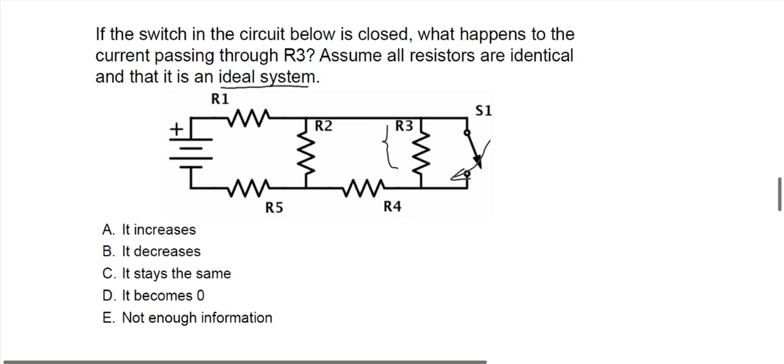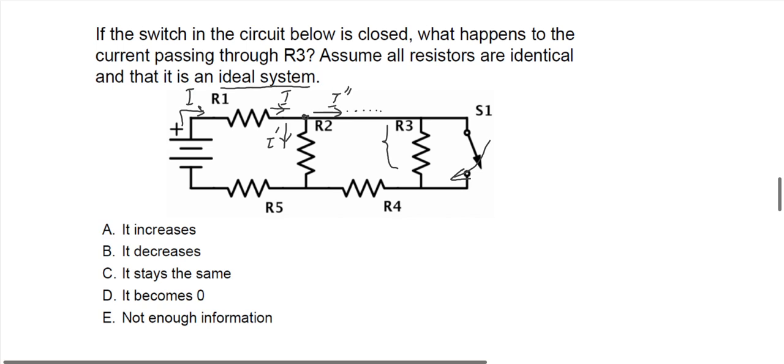Ideal system, we will talk about that later. But just assume that all resistors are equal, and I just close this switch. What happens to the current passing R3? If the current I flowing from the source reaches this point, again, as I mentioned, it has to peel off into I prime and I second, so that I prime plus I second equals I.